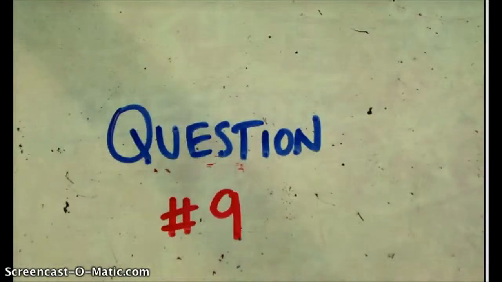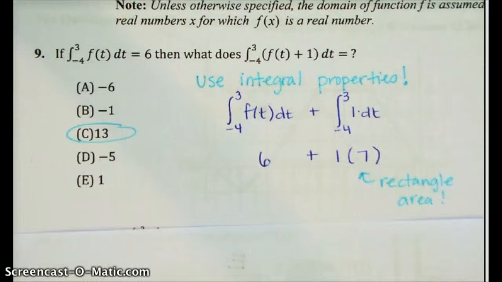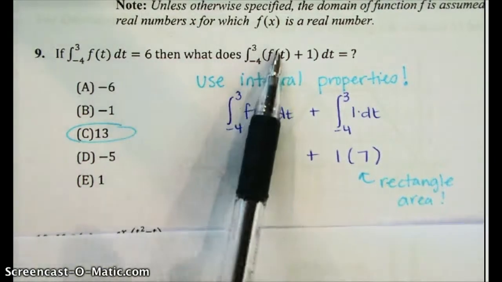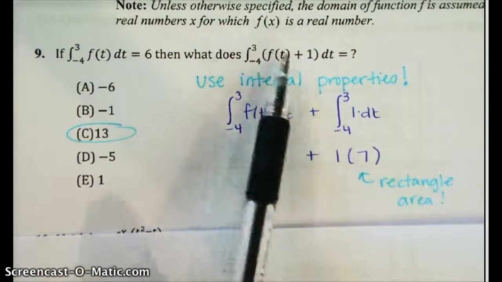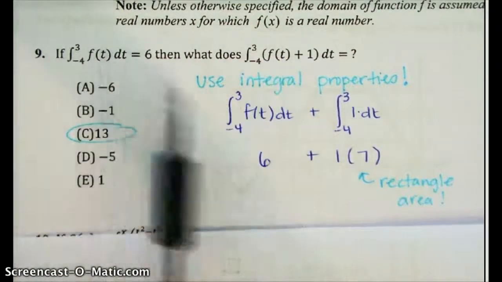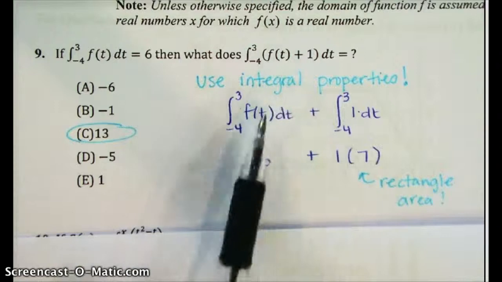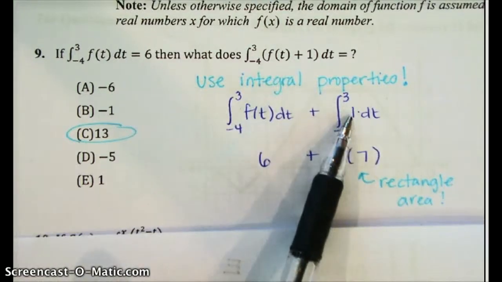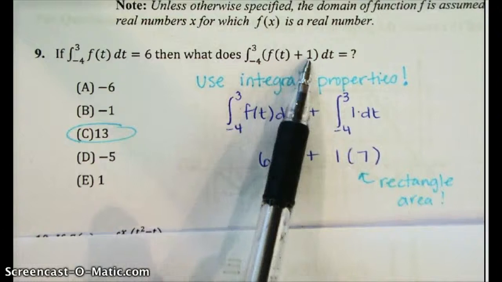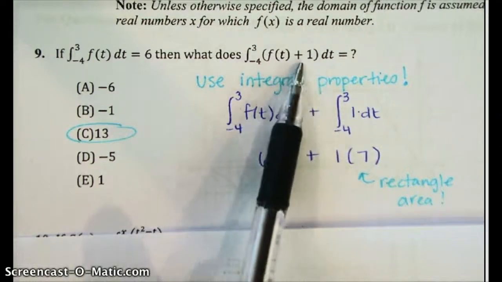Question number 9. The trick to question 9 was just the integral properties. Once you realized that the integral we're trying to evaluate is a sum of an integral that we know how to evaluate and a number, we split this into two, and we treat the number like a function to evaluate it. A lot of people made the mistake of just adding 1. You can't just take out a constant at the back.